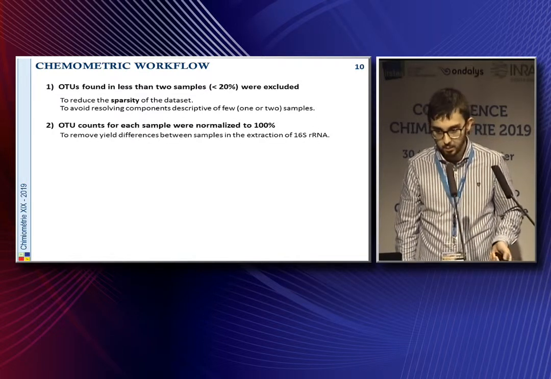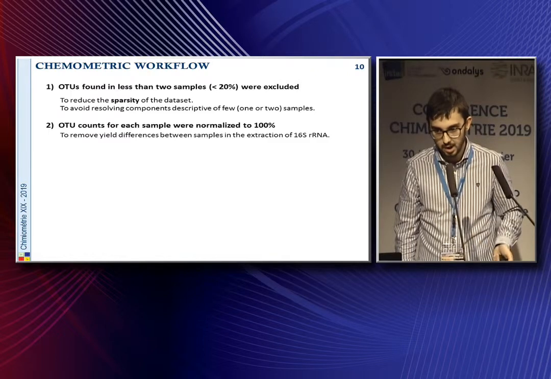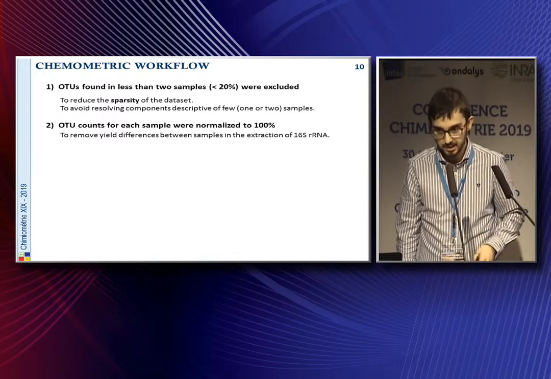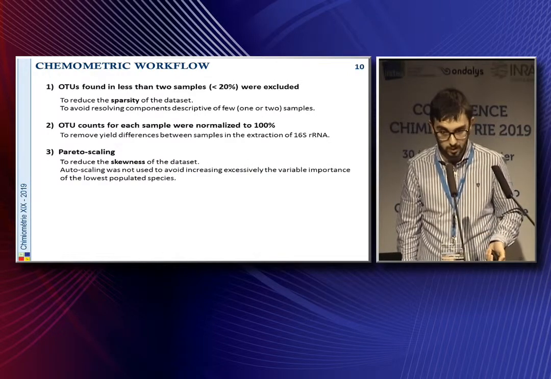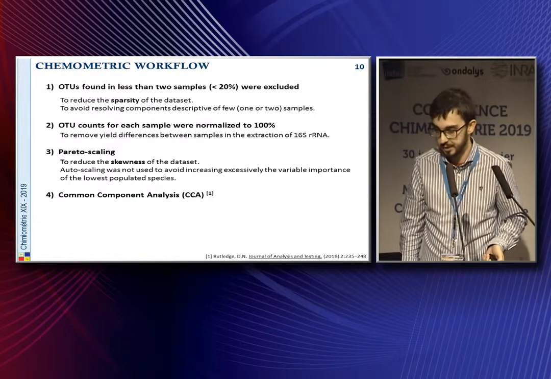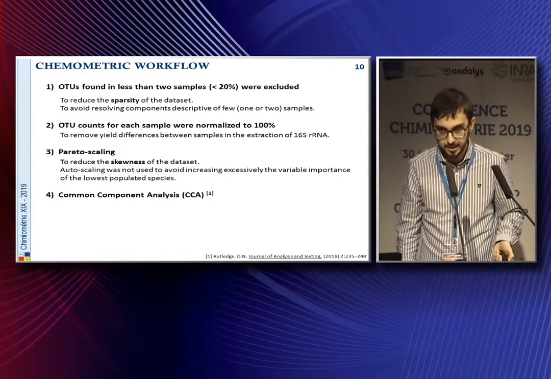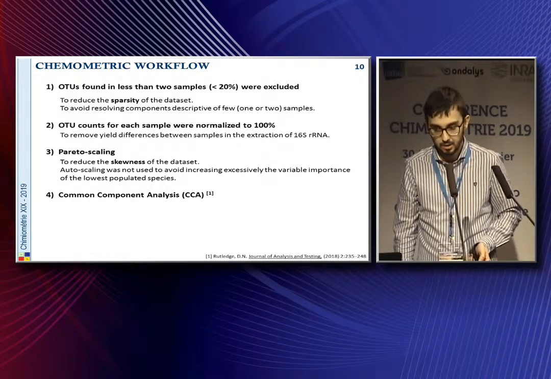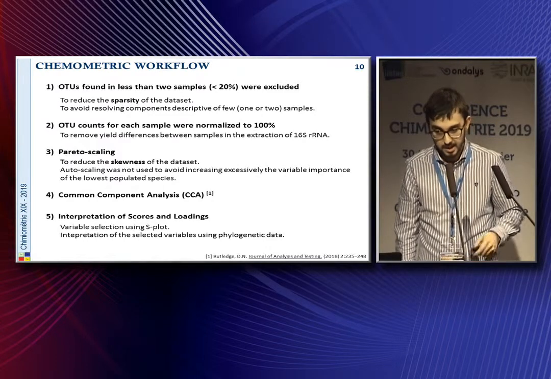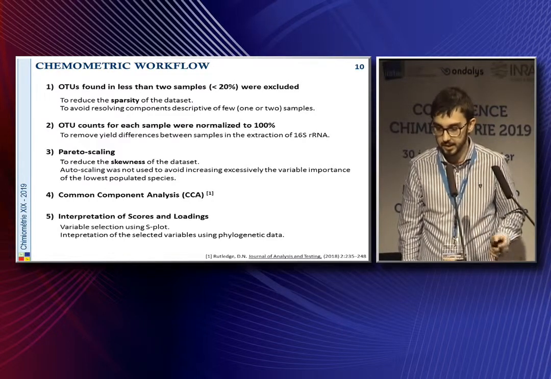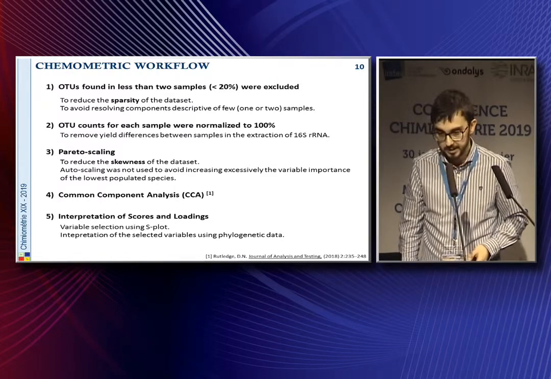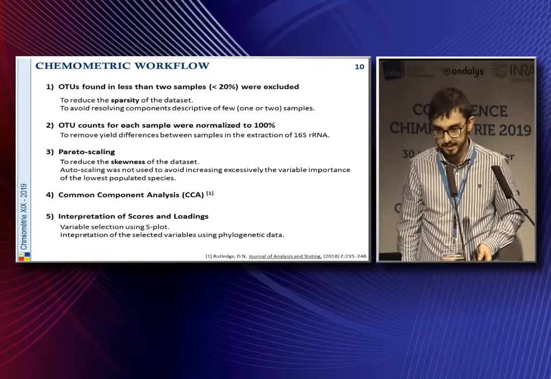As a second step, we normalize for every sample the OTU counts to 100% in order to remove the differences obtained in the extraction of the RNA. Then we applied Pareto scaling in order to reduce the skewness of the dataset, and afterwards we use on this pretreated matrix the common component analysis, also called CCA. Then we analyzed the resulting scores and loadings, and for the loadings we applied a variable selection method consisting of the splot, and finally we interpret these selected variables by using phylogenetic data.